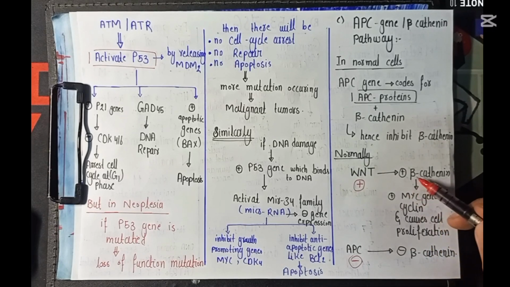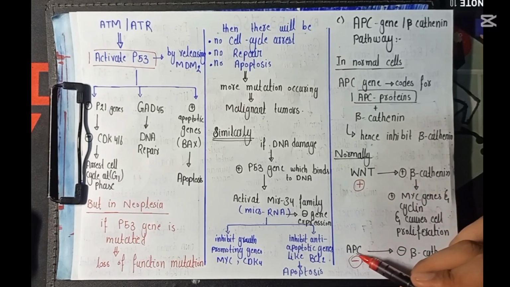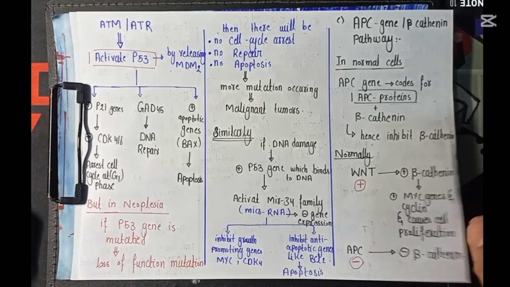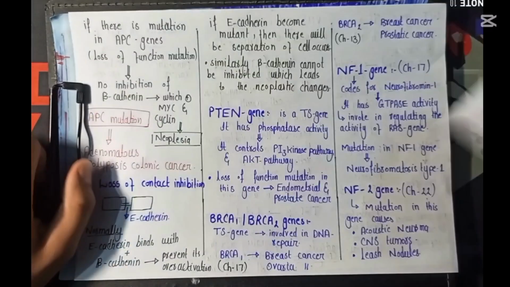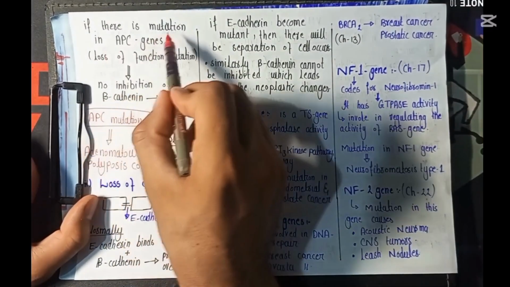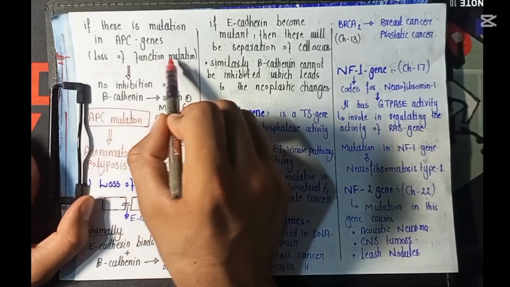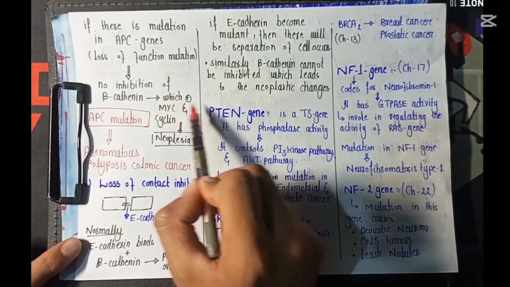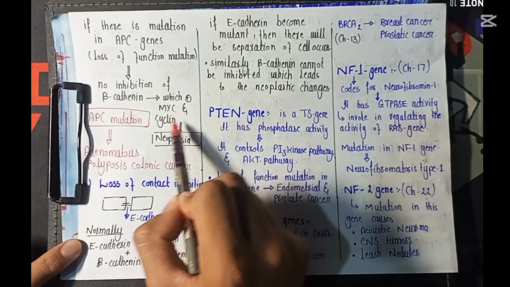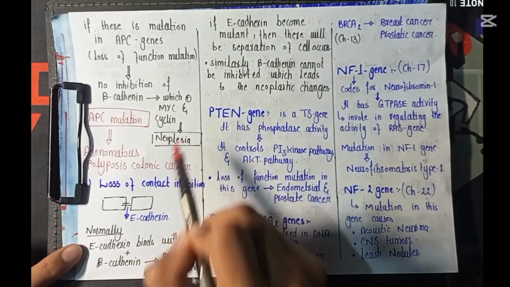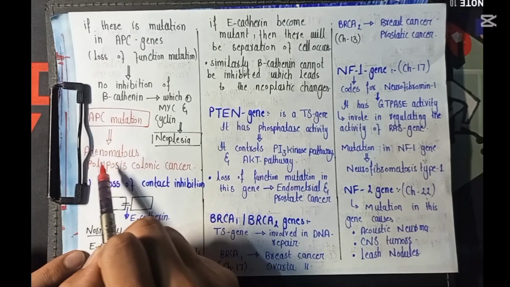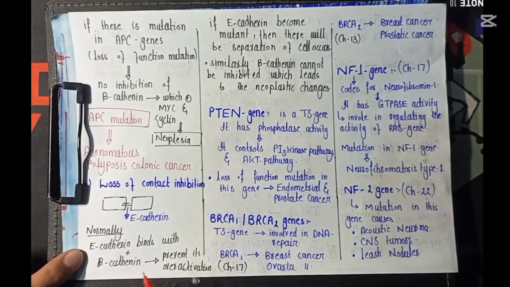To prevent the overactivation of beta-catenin, beta-catenin is inhibited by the APC gene. So the APC gene causes inhibition of the beta-catenin gene. And if there is a mutation in the APC gene and the mutation is a loss of function mutation, then there will be no inhibition of the beta-catenin gene, which causes the activation of MYC and cyclin and leads to all the various neoplastic changes. And the APC mutation is more common in adenomatous polyposis colonic cancer.